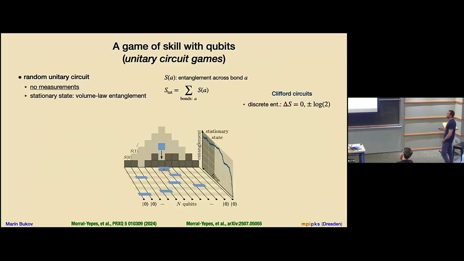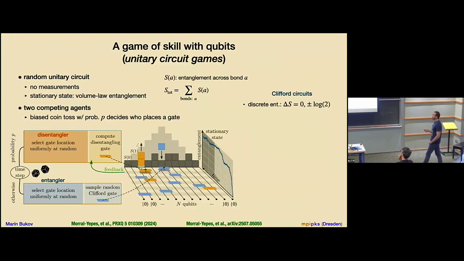So one thing I want to emphasize is today there will be no measurements, so my circuits will be purely unitary. So this is just the setup now. The question is, what is the game? Suppose now that you have two competing agents, one orange and one blue, and the game proceeds as follows.